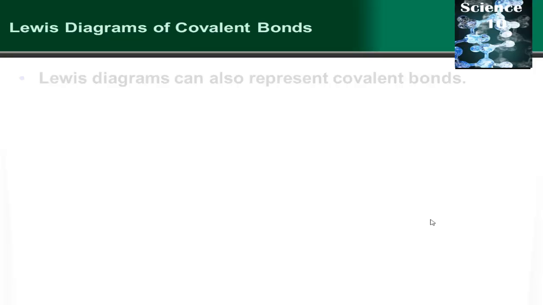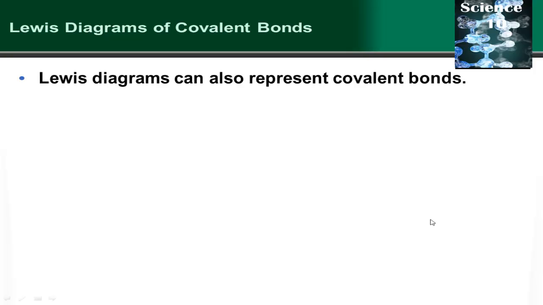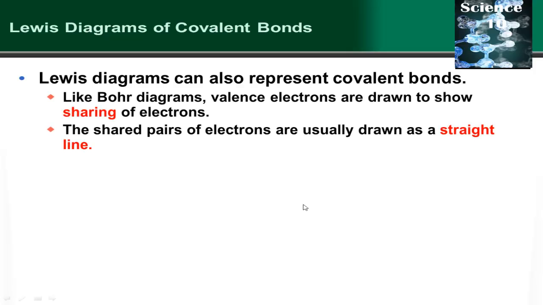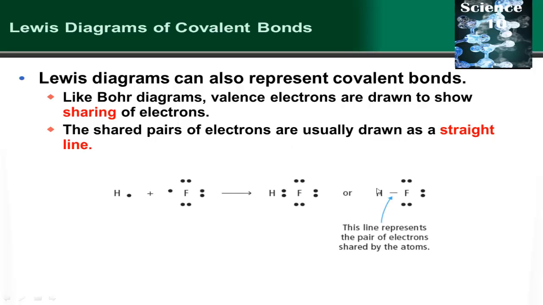Lewis diagrams of covalent bonds. Up to now, we've been looking at ionic bonds, and quite honestly, I would not use Lewis diagrams to show ionic bonding because it's rather straightforward that ions are just going from one metal ion to a nonmetal ion. Lewis diagrams I find far more useful in covalent bonding, where you're sharing electrons. The shared pairs of electrons are usually drawn as a straight line. So this line right here represents the pair of electrons shared by the atoms. It is just these guys right here.